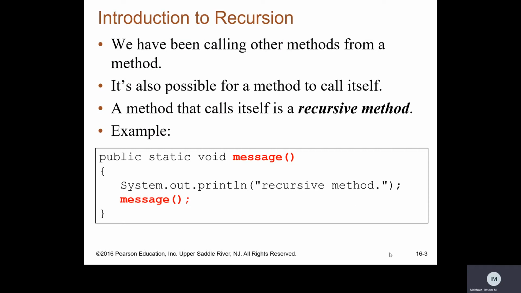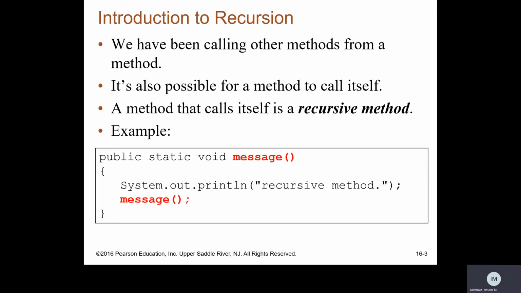So here I have a method called message, and message basically calls itself. So message has a print statement and it's going to call itself. Now, can anyone see a problem with this method? What would happen if I type this method up into NetBeans and click run? What will happen? What will get printed? So maybe pause the video and think for a while.